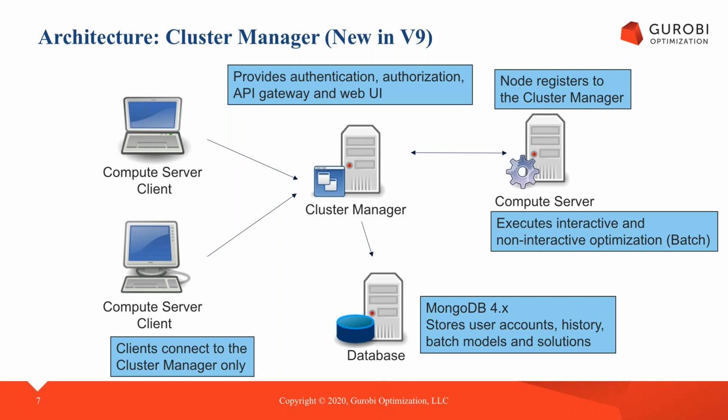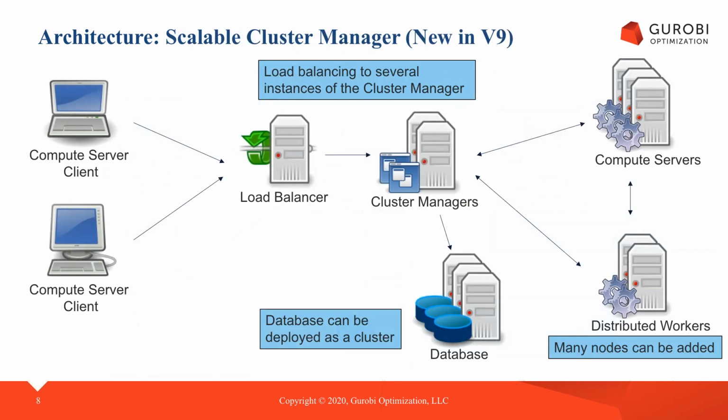On the backend side, the compute server nodes do not need to know what the other nodes in the cluster are. They just need to join the cluster manager. This architecture can also scale. If you want to handle many more client connections, then you can set up a load balancer in front of the cluster manager, and you can have multiple instances of the cluster manager. The database can also be deployed as a cluster on multiple nodes. And of course, on the back end, you can have many compute servers or distributed workers connected to the cluster manager.